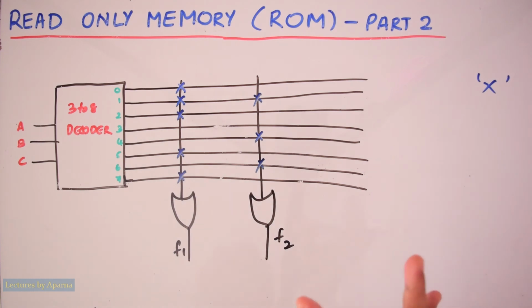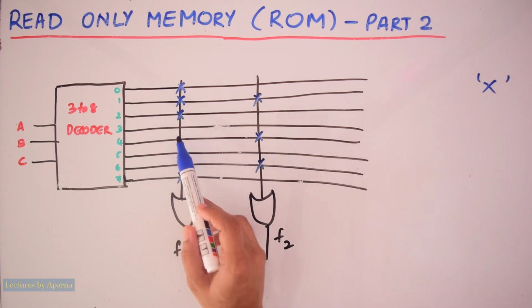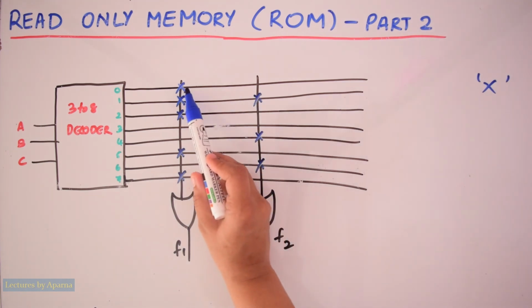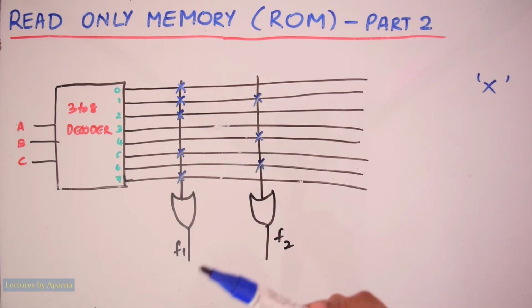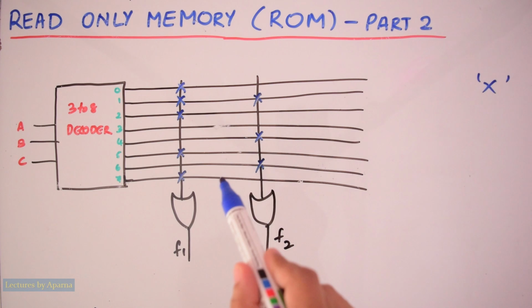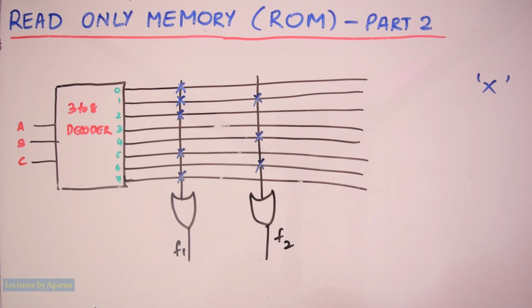This means that while programming the ROM, at all places where there is no cross mark, the fuse links have to be blown so that there is no connection coming from those points. So all points marked with a cross indicate a connection. So the programmer has to program it accordingly so that the functions F1 and F2 can be implemented. So in the ROM, only the programmer can write into it, but anyone can read these functions from it. So this is how Boolean functions are implemented using ROM.